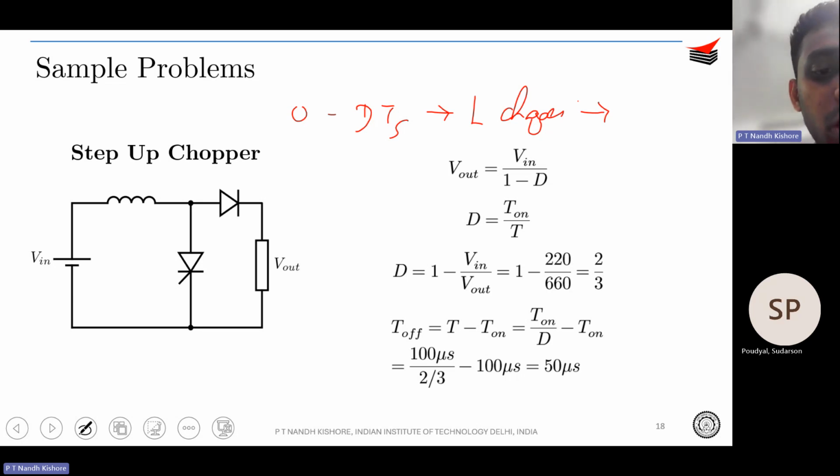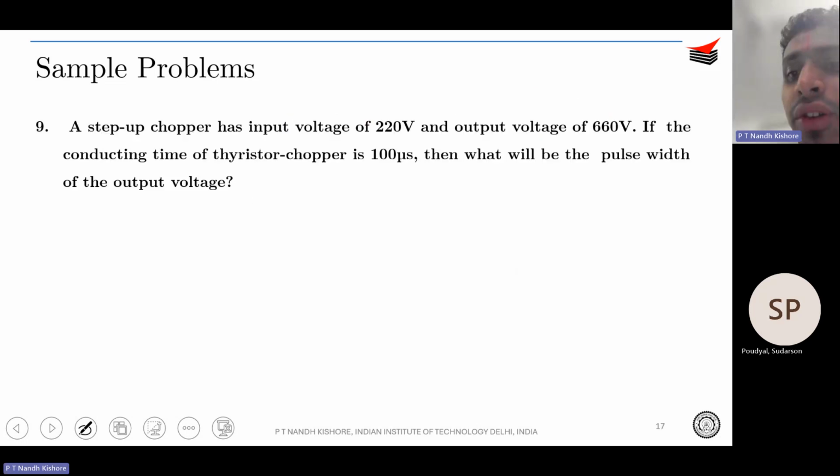Your switch is not coming across your output voltage during this period. But when the inductor is discharging, during that period, you know that your inductor discharges to the output side, correct? So that is actually the period that's mentioned in the question. What will be the pulse width of the output voltage?